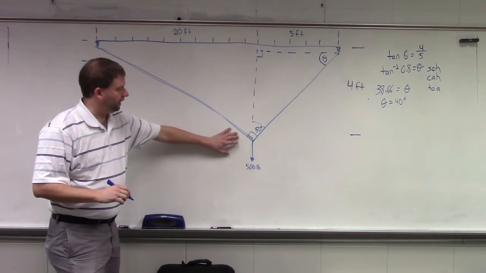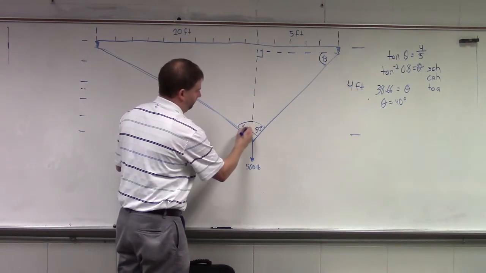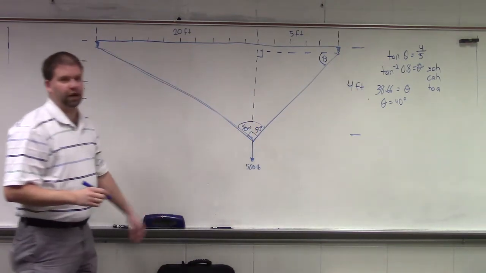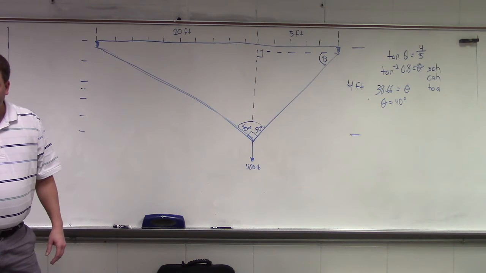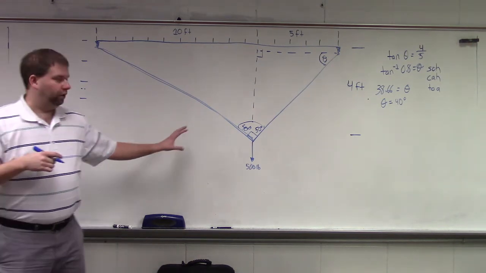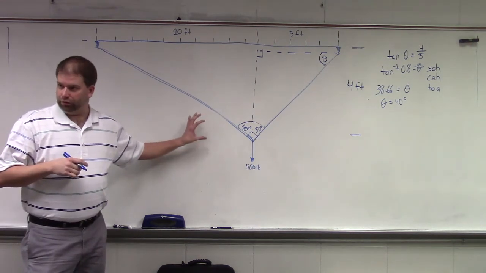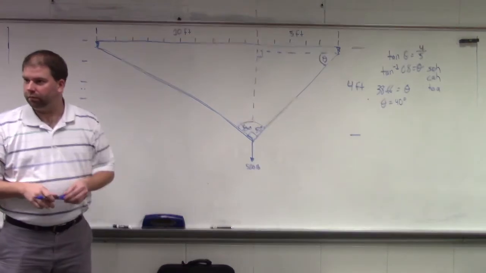And if this is a right angle, then we have the same thing over here, right? So it's 4 divided by 5, that's 0.8. So you use tangent inverse, 0.8. That's 38.66. Everybody along for the ride so far?